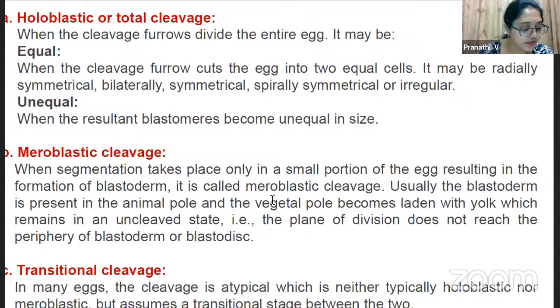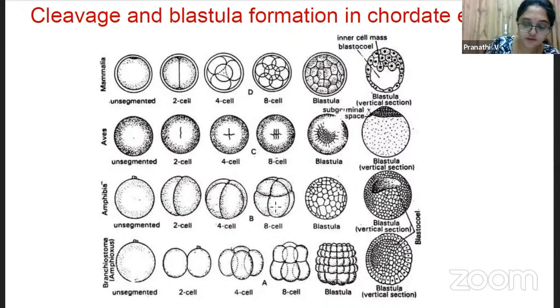So when it comes to holoblastic cleavage, have I got a better picture than what you have? I'd like to see types of cleavage patterns.